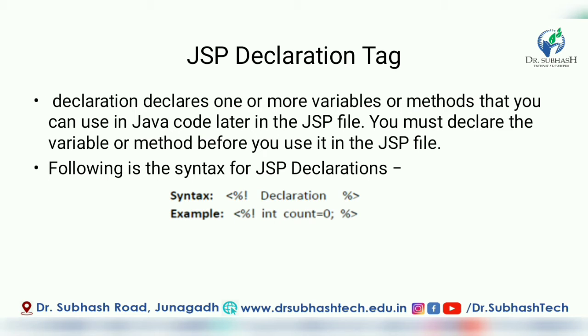Then the JSP declaration tag. There is a specific tag for declaration. We can use declarations in the scriptlet tag, and we also have a specific tag for declaration, which is the JSP declaration tag. A declaration declares one or more variables or methods that you can use in the Java code later. You must declare the variable or method before you use it in the JSP file. The syntax is angular bracket, percentage, exclamation sign, and at the end of the declaration, percentage, closing angular bracket. As an example, there is a declaration int count = 0. This is the declaration of a variable in the declaration tag.